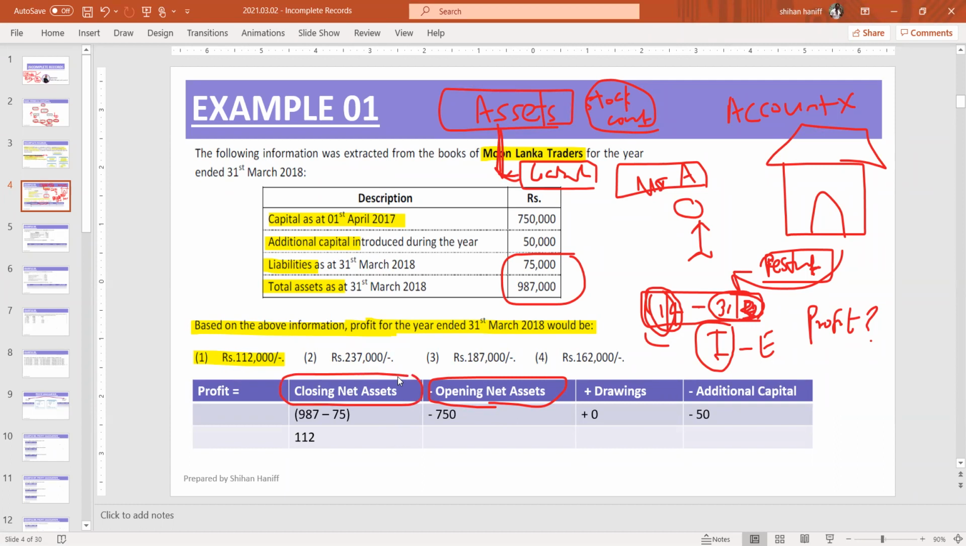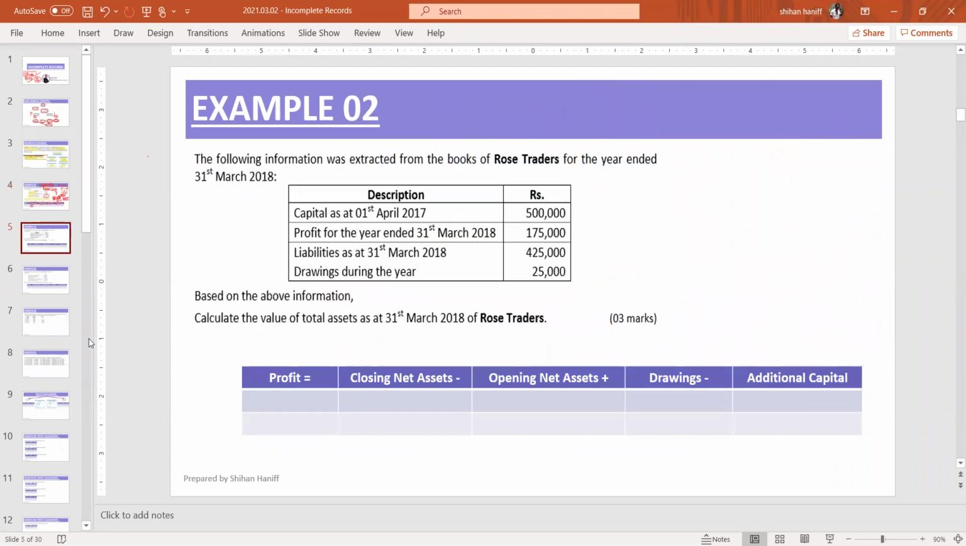It's only a 1 day task, right? Then you can ask for drawings and additional capital invested by the owner. By using this equation, we can easily calculate the profits, right? So that is the simplest method to calculate the profit in incomplete records, in a business which doesn't maintain proper books. Okay, so we'll move on to another example. We'll do these questions fast because I want to explain a very important concept on profit margin and markup. Okay, can you all tell me the answer for this example 2?